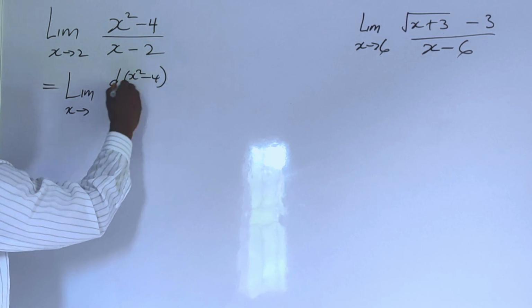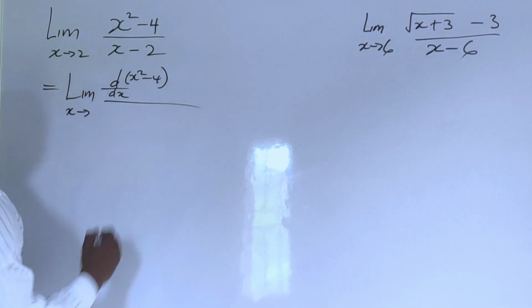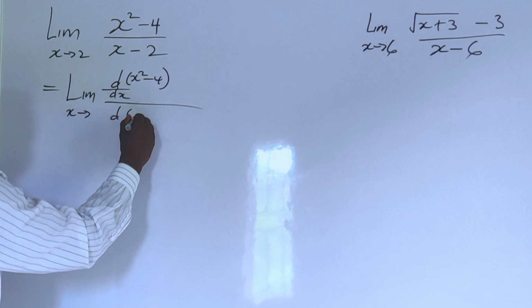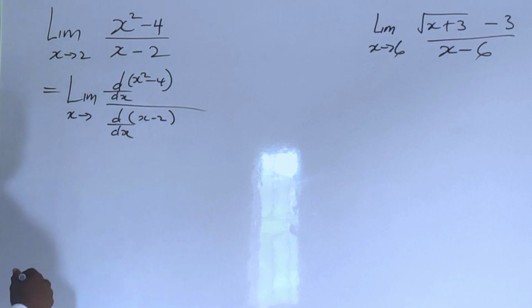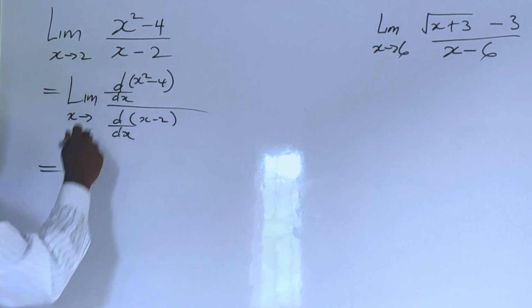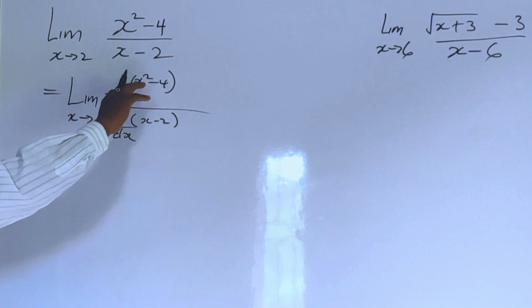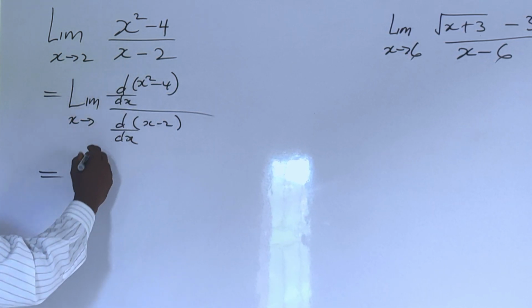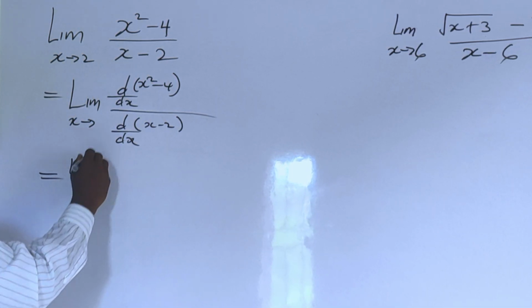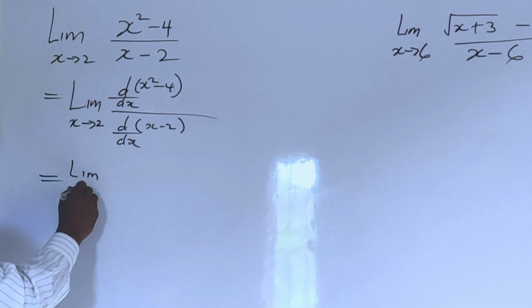Notice in this case you cannot simply put x is equal to 2. At the denominator you get 0, which is one of the conditions we are trying to avoid. Okay, so let us go on and take the derivatives. So let me put down limit as x tends to 2.